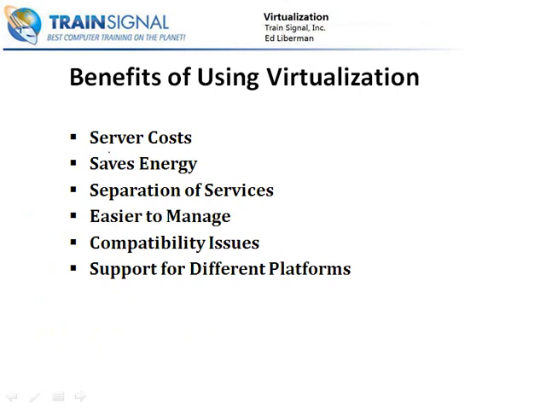Now, the first one I have here is kind of the obvious one, which is server costs. Well, obviously, if you need to run 4 different servers, but you can have those 4 different servers now running on one physical computer, well, there's an obvious cost savings there. You only had to buy 1 computer instead of 4. Now, the reality is that this word right here, costs, that's the key word pretty much across the board, no matter what benefit we're talking about.